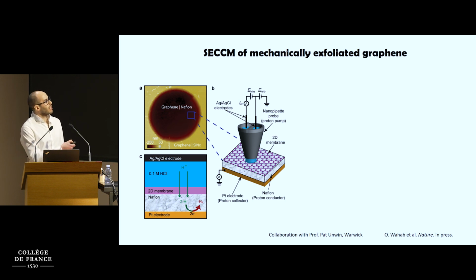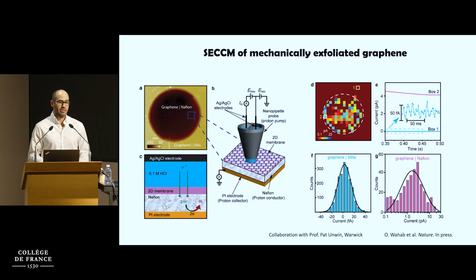So in our samples, the back of these devices, so this is the suspended area, this is the silicon nitride, and underneath everything is covered with this proton conductor polymer. So they approach with this pipette. And what they see is fundamentally different to what they had seen before.